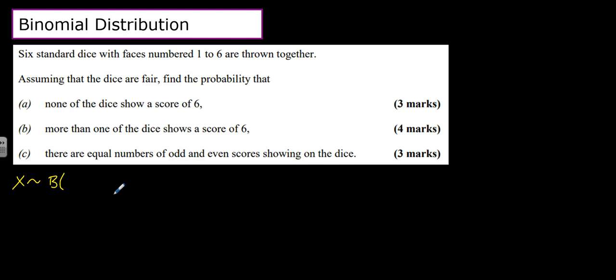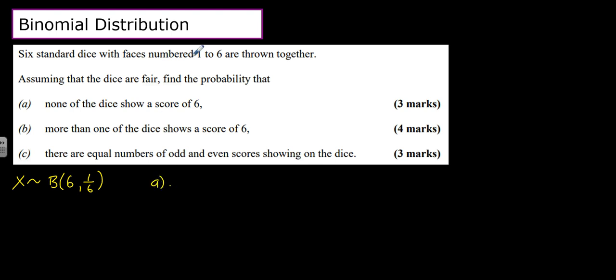How many trials are there? Well, the trials in this case are these 6 standard dice. So we're basically saying that there are 6 dice that are being thrown, so we have 6 trials. We're interested in the probabilities involving showing a 6. So what's the probability of getting a 6? It's 1 over 6. Okay? 6 trials because of 6 standard dice. The probability of success is 1/6 because we're interested in some of the dice showing a score of 6.